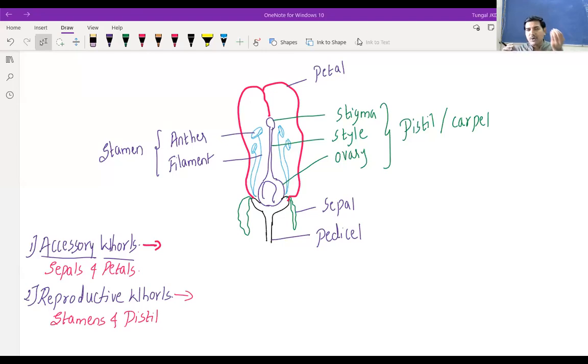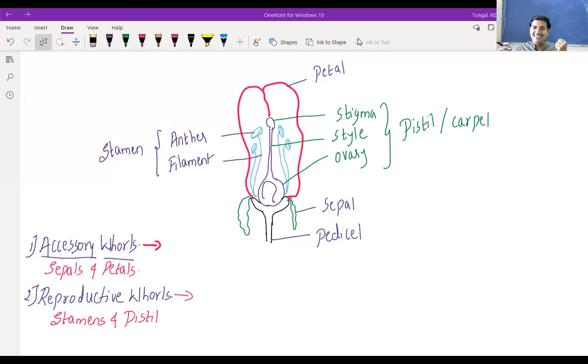That is, when the flower is in the bud condition, it gives protection to the bud. Petal is for what purpose? As the petals are very bright in color, this is for attraction. So look at these two things. Sepal is for protection, petal is for attraction.